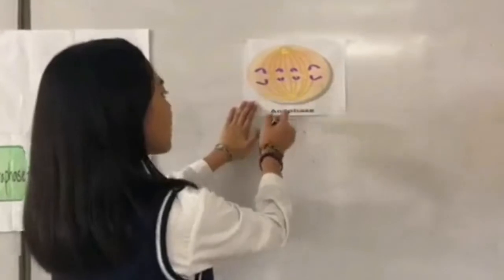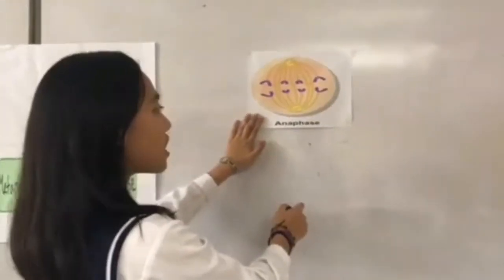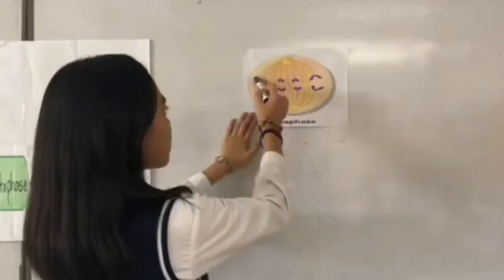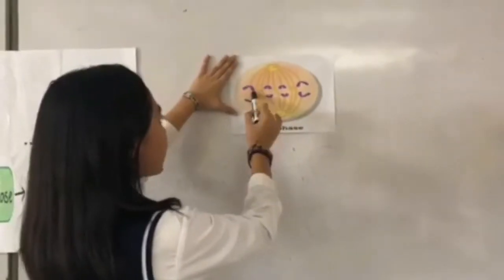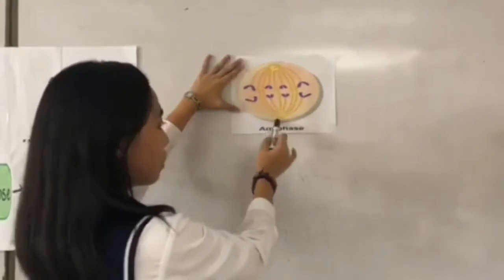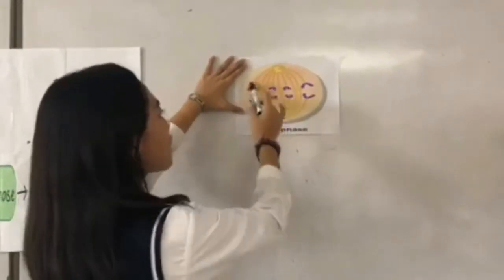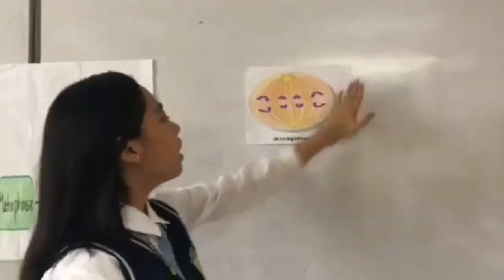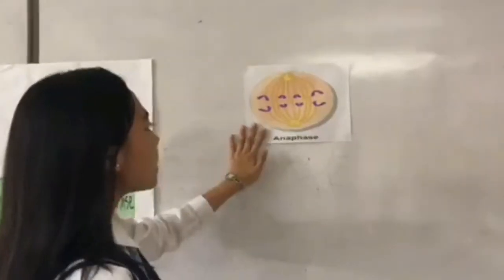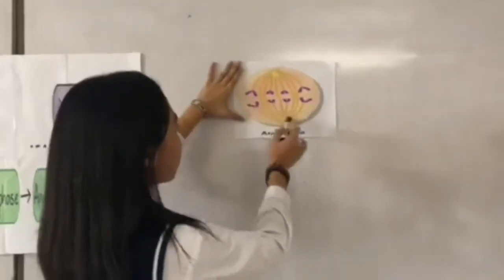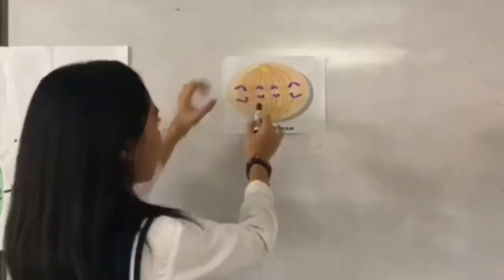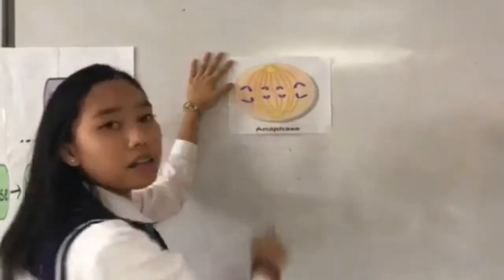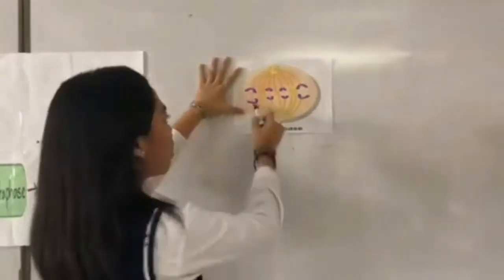We can see in this illustration that the centromeres divide, and the sister chromatids of each chromosome are pulled apart, or disjoined. In this illustration, we can see that the spindle fibers are connected to the chromosomes. These spindle fibers pull apart the chromosomes, simply called the daughter chromosomes.